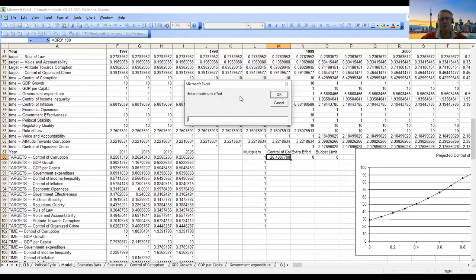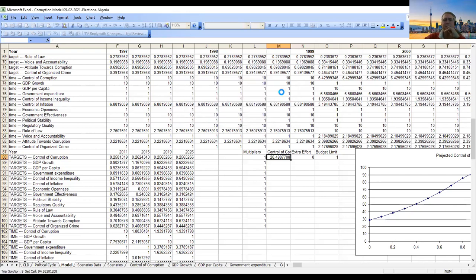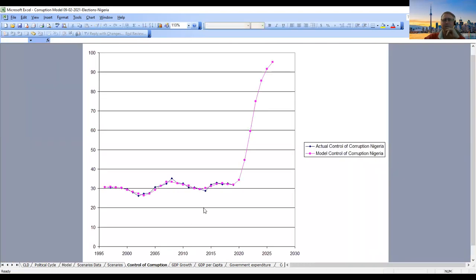And we will allocate a unit of effort to do that. And we can see here that we would spread the effort around 5 institutions, with 50% of the effort being pushed into control of income inequality, 8% of the effort to control inflation, 24% of the effort to improve the rule of law, 8% to improve voice and accountability, and 10% to improve the control of organized crime. And by allocating this effort, we can get a very large increase in the control of corruption.